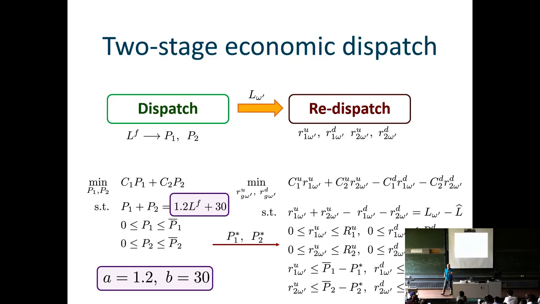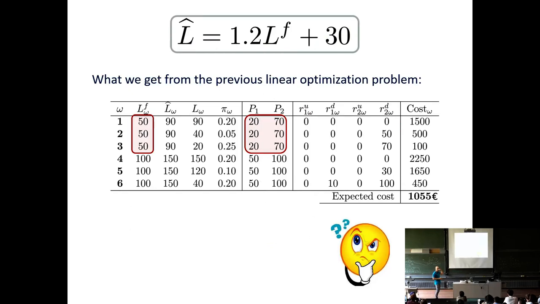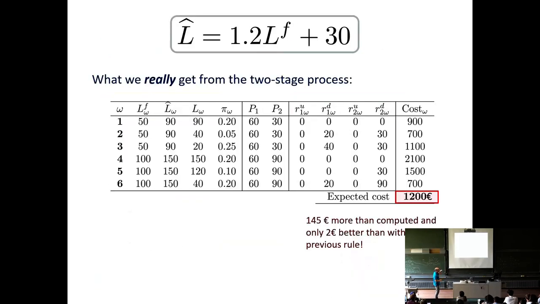Once I do that for every possible event that can happen in nature, see the difference. This is what I get from the linear optimization problem, what we call the training problem or the estimation problem. This is what I get from nature, that is, from the testing problem, the evaluation problem. It's like in machine learning, you have training of the algorithm and testing of the algorithm, right? And what I get is 1,200 euros, which is 145 euros more than computed by my training algorithm. It's like the previous model is overfitting my data. That would be the analogy with machine learning.